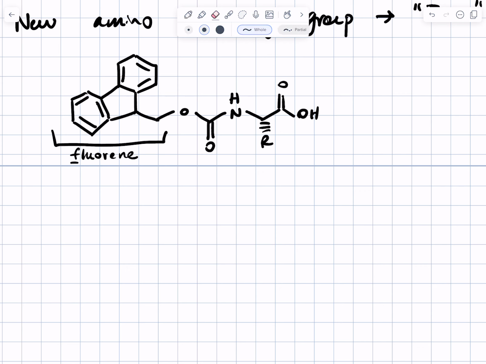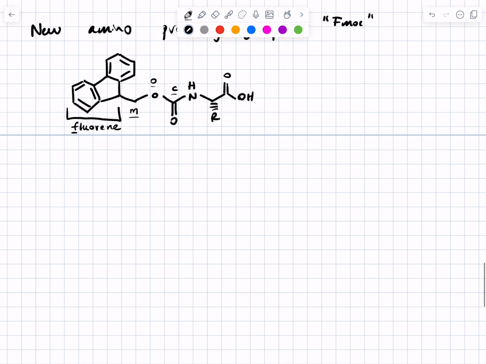So fluorene, I guess I drew my line too long, fluorene is just the rings. This M is for methyl, like a one-carbon unit. O is for oxy, and C is for carbonyl, or FMOC. FMOC is acid stable, can resist deprotection indefinitely in acidic environments, but it is base labile.